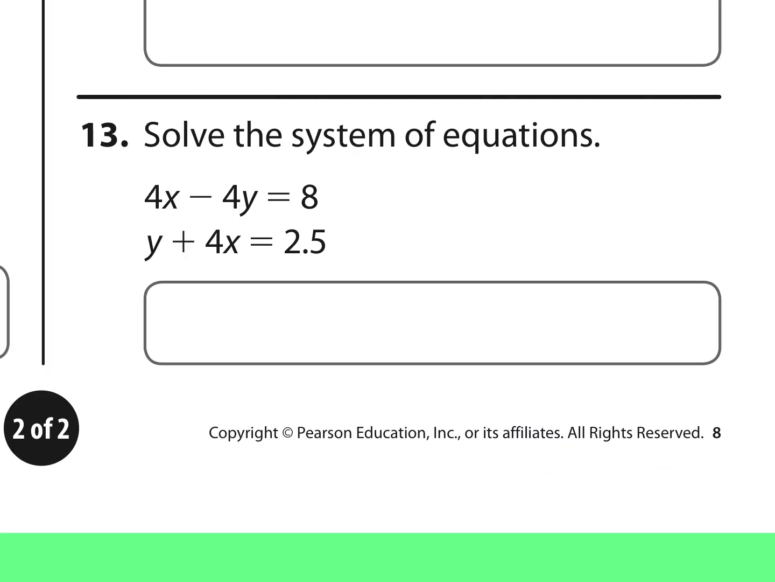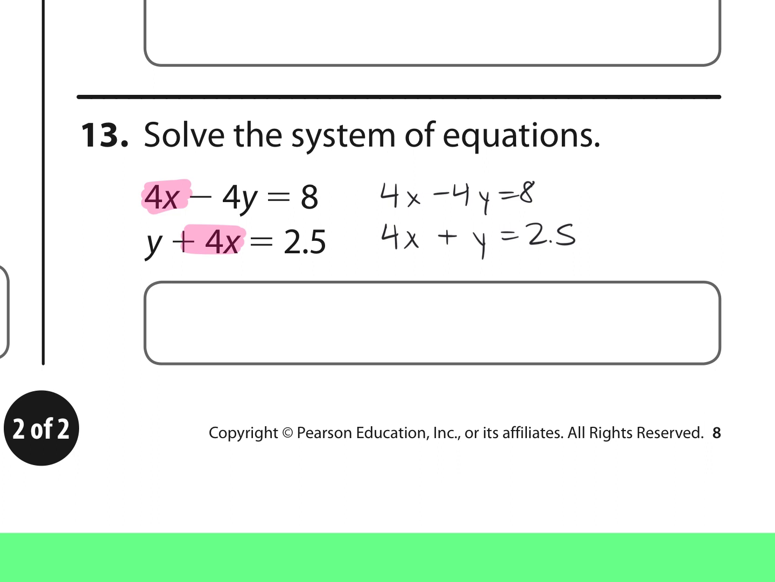Number 13, solve the system. I want to be very careful about something here. I have my x term, then my y term equal 8. But on the second equation, it's the y term, then the x term equal 2.5. So I'm going to rewrite these. We have 4x minus 4y equal 8. And my other equation, I'm going to write my x term, 4x plus y equal 2.5. So now my x terms are lined up, so are my y terms, so are the equal signs, so are the constants.